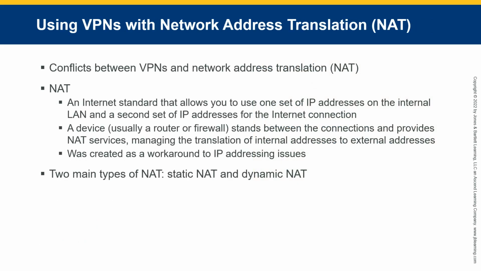Also, you have to consider: are you going to be using your VPN with network address translation? So earlier I touched on this. You can have conflicts between VPNs and network address translation. For those who don't know, network address translation is an internet standard that allows the use of a set of IPs on the internal LAN and a second set of IP addresses on the internet connection. If you look in your notes, I put RFC 1918, I think, out there, which talks about all the private IP addressing in there.